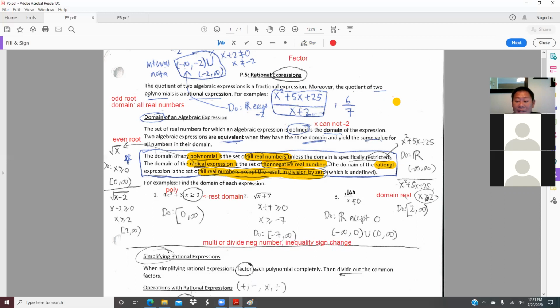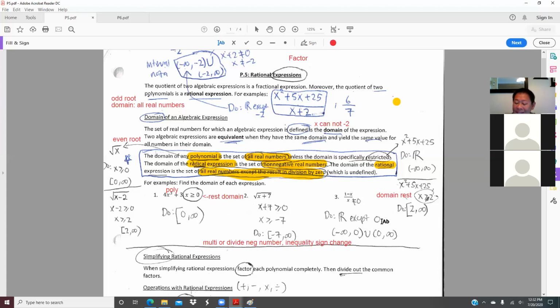For question 3, this is what we call a fraction, or a rational expression. How do you figure out your domain? You take your denominator, make it equal to 0, and solve for x. In this case, x equals 0. So that means your domain is all real numbers except 0.